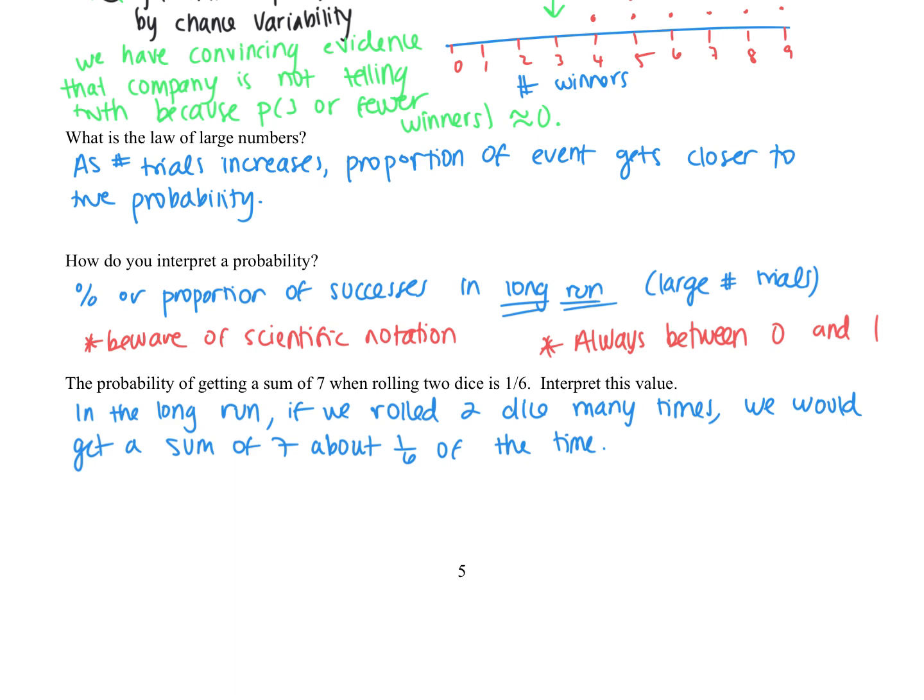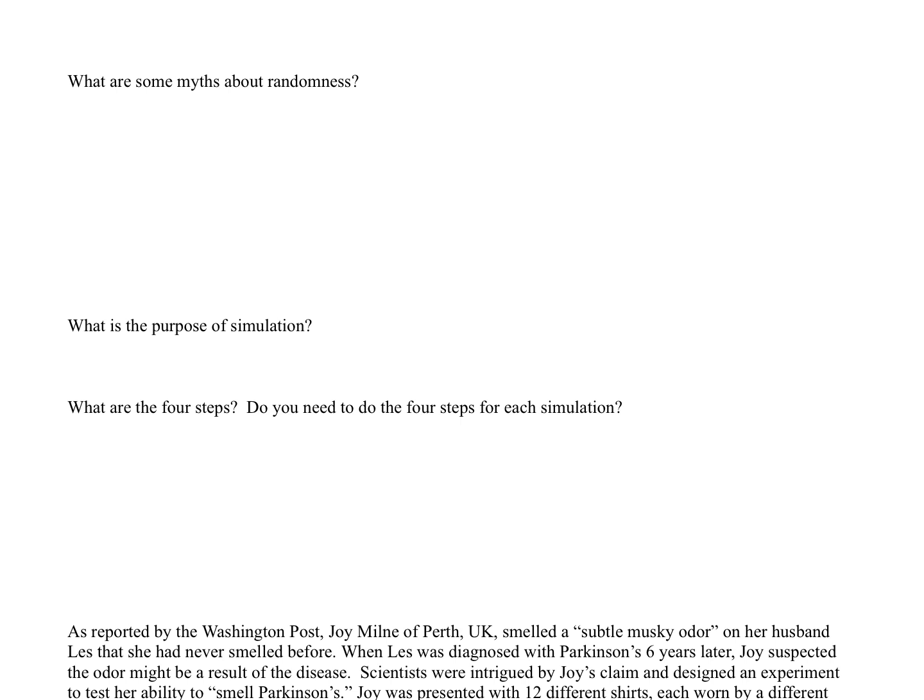Okay, so some things I want to talk about. Some myths about randomness. The biggest mistake, or the most common, is applying the law of large numbers to a small number of trials.